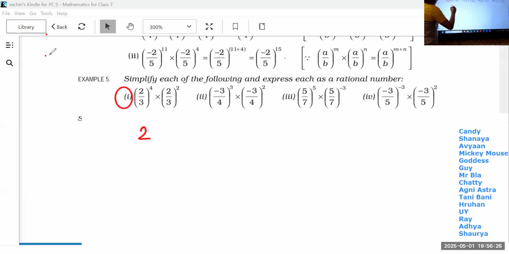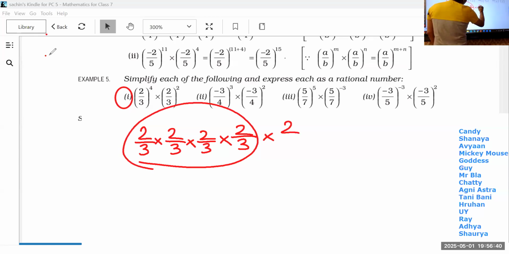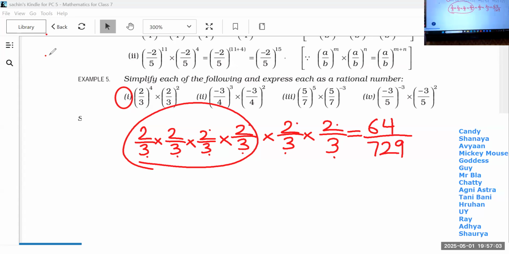So this will become 2/3 multiplied by 2/3 multiplied by 2/3 multiplied by 2/3. This is 2/3 raised to the power 4 times 2/3 times 2/3. So I know that 2 multiplied by 2 multiplied by 2 multiplied by 2 multiplied by 2 is 32. 32 into 2, 64. Then I told you 3 ones are 3, then 9, then 27, 81, 243, 729. So that's why learning the cubes and squares are very important. Understood, not understood?